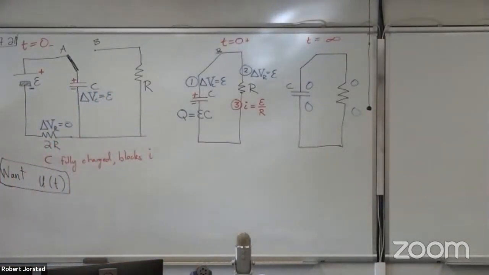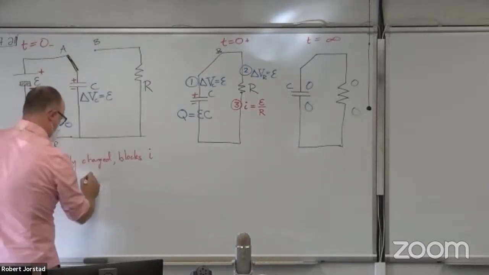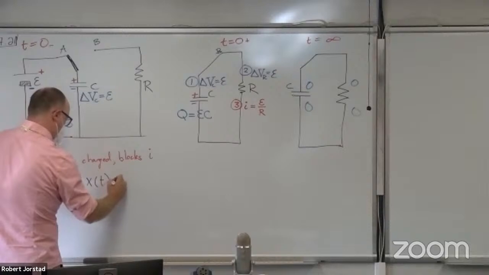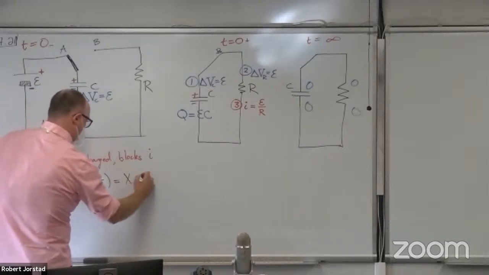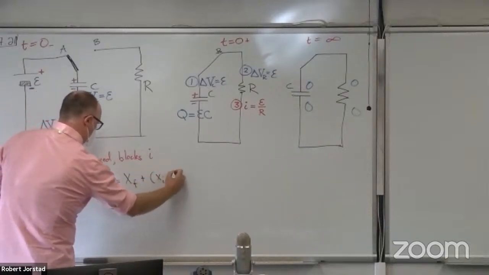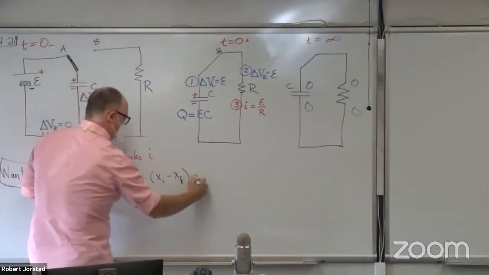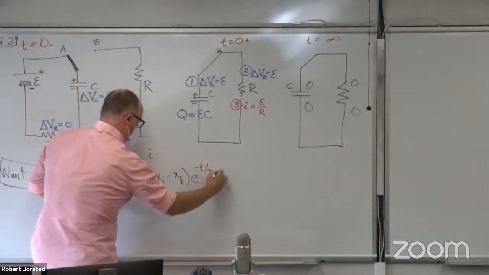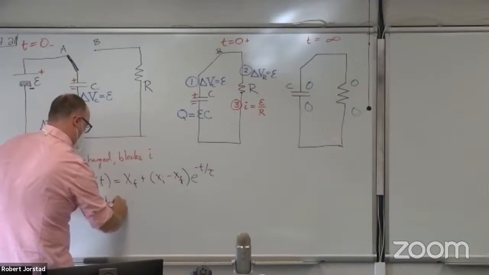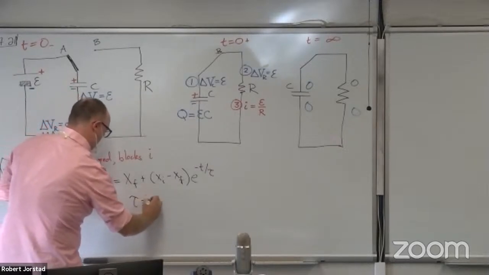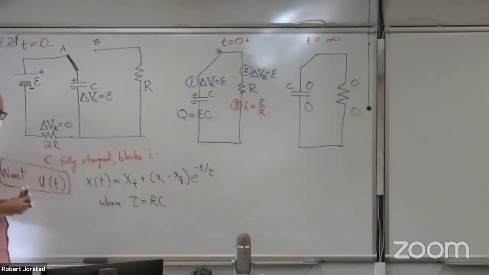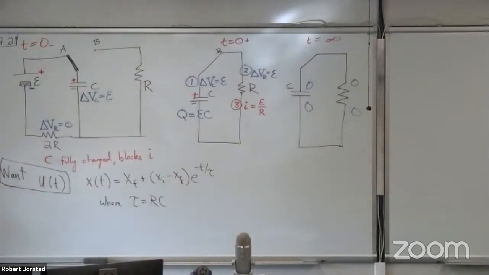Do you remember that general equation I gave you last time, the x of t equation? It's on your equation sheet if you want to flip to the back. You remember that equation? It was x of t equals X final plus X initial minus X final times e to the negative t over tau, where tau was equal to RC. Remember that? It's written on your equation sheet, so you don't have to, but that's what we're talking about.